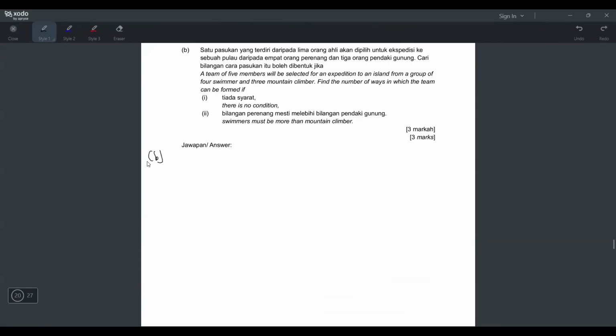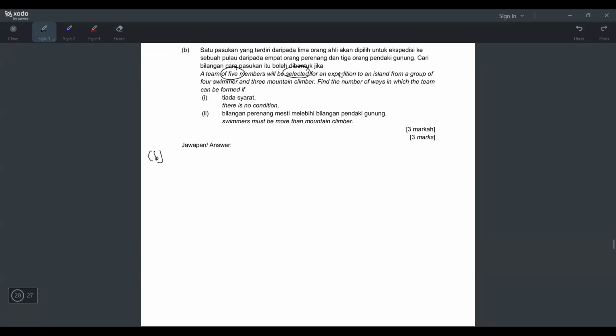Okay, let's do B. What is this? A team of 5 members will be selected. When you see the word selected, it means this is a permutation and combination chapter and you have to use C later, because select means the order is not important. It means you are choosing members. Choosing members, we don't use permutation. We use combination. So later we have to use C. Okay, you choose how many members?